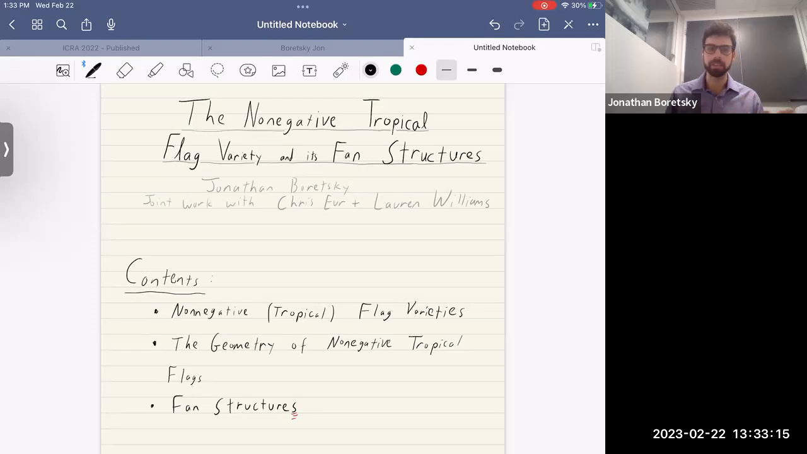There are going to be 3 parts to this talk. First, I'm going to tell you what the non-negative flag variety is, and in particular, what the non-negative tropical flag variety is. Then I will tell you a little bit about the geometry of non-negative tropical flags and give some characterizations of the non-negative tropical flag variety. And finally, I'll tell you a little bit about the fan structures on the tropical flag variety, and I underlined the S because there are a few, and I'm going to talk about how they compare to each other.